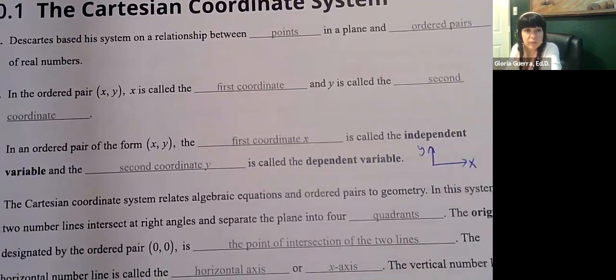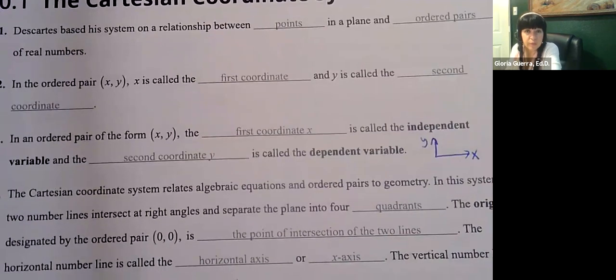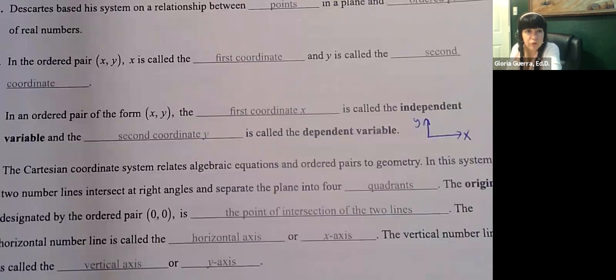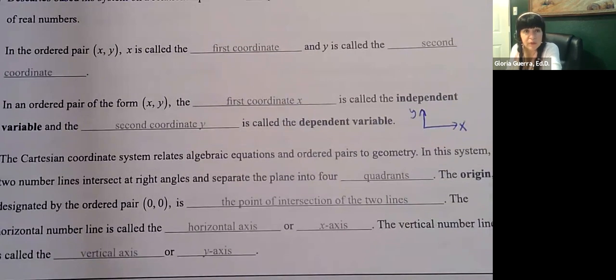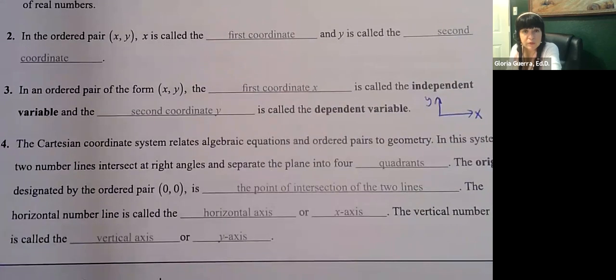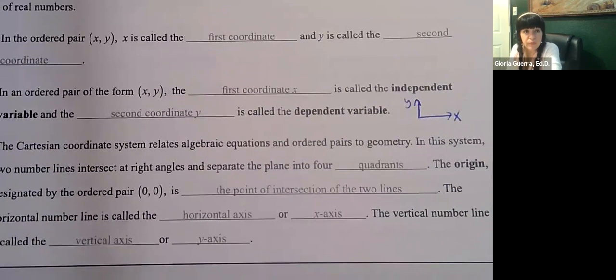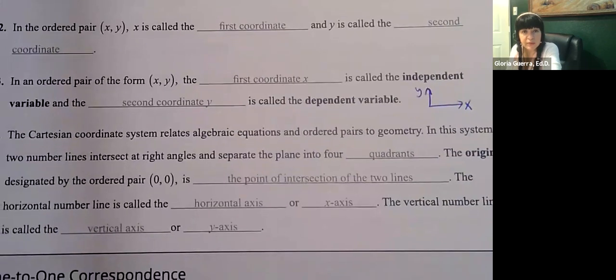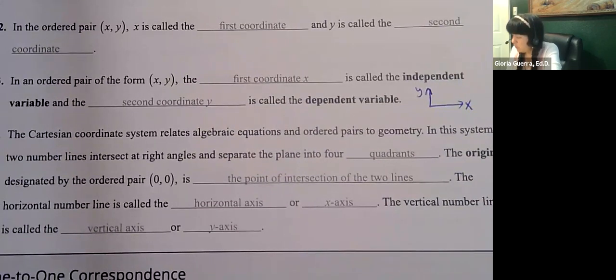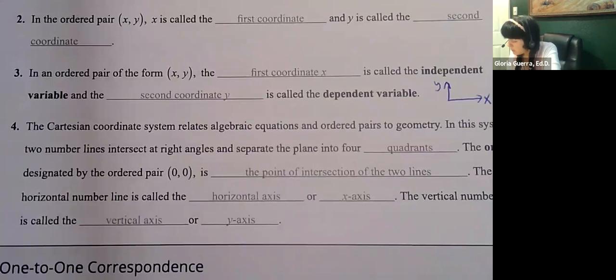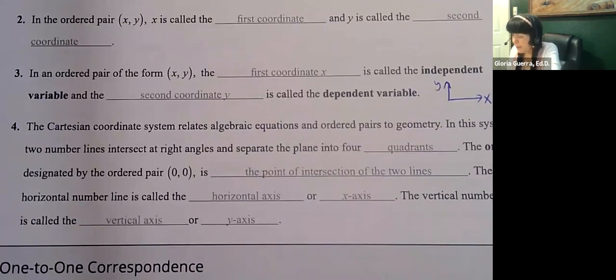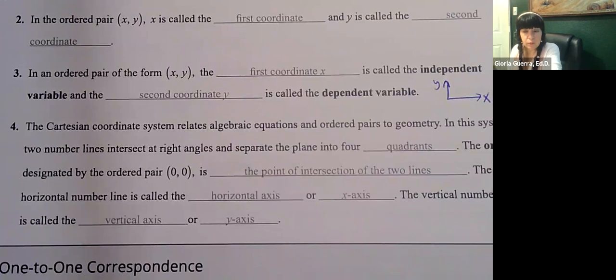The Cartesian coordinate system relates algebraic equations and ordered pairs to geometry. In the system, two numbered lines intersect at right angles and separate the plane into 4 quadrants. The origin, designated by the ordered pair (0, 0), is the point of intersection of the 2 lines. The horizontal line is called the horizontal axis or the x-axis. The vertical number line is called the vertical axis or the y-axis. And we're going to look at that when we look at the workbook problems.